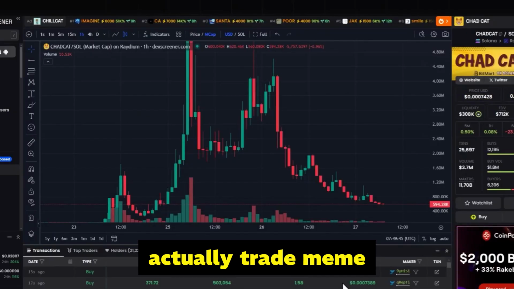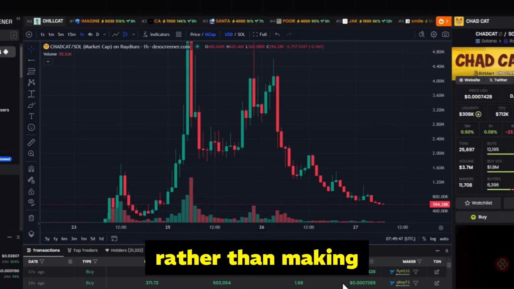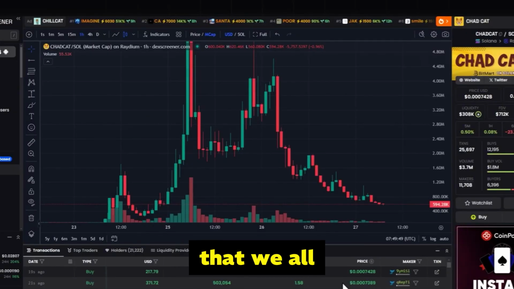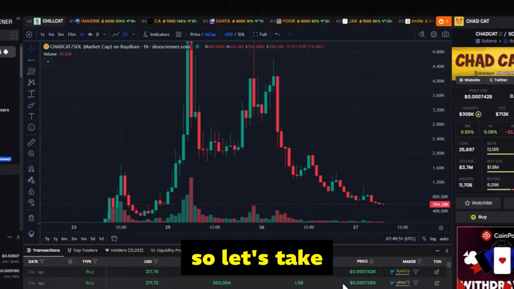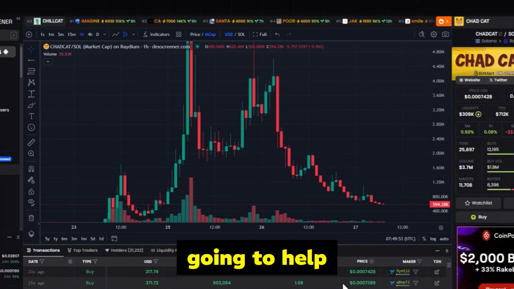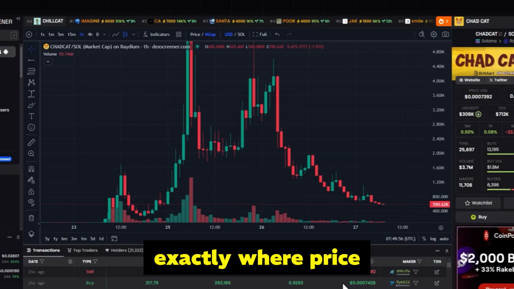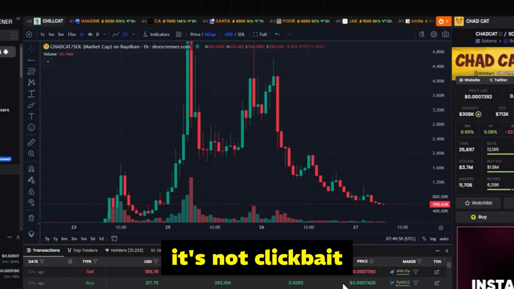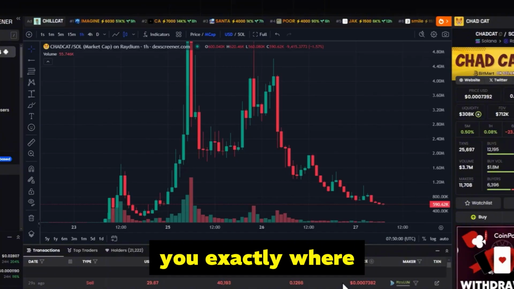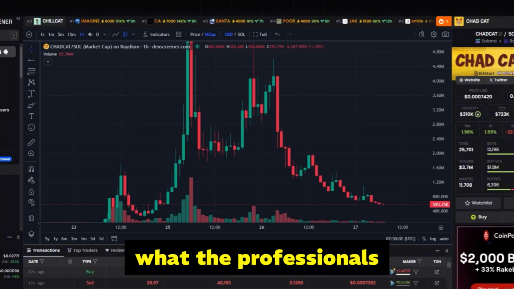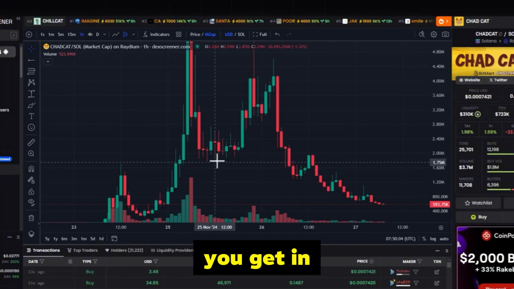I'm going to be showing you guys how you can actually trade meme coins so you can make a profit rather than making those tons of losses that we all know you've been making. So let's take a look at two examples, along with some diagrams that are going to help you and show you exactly where price is going. No, it's not clickbait. These charts are going to show you exactly where price is going. So this is what the professionals are doing, so it's time you get in on it too.